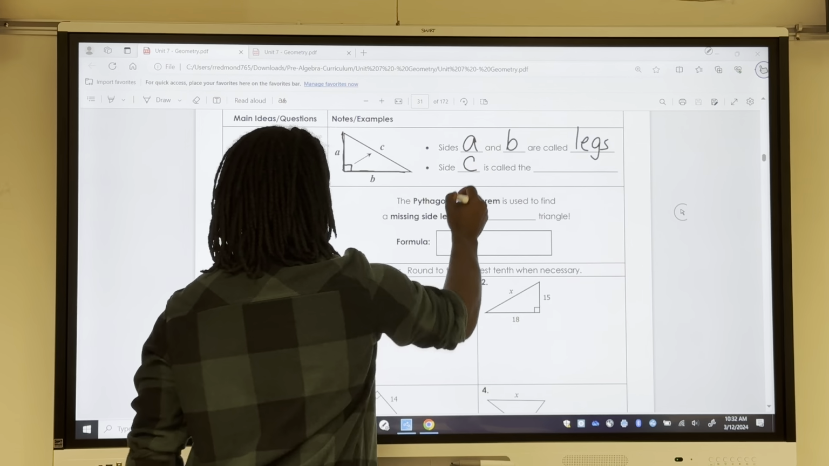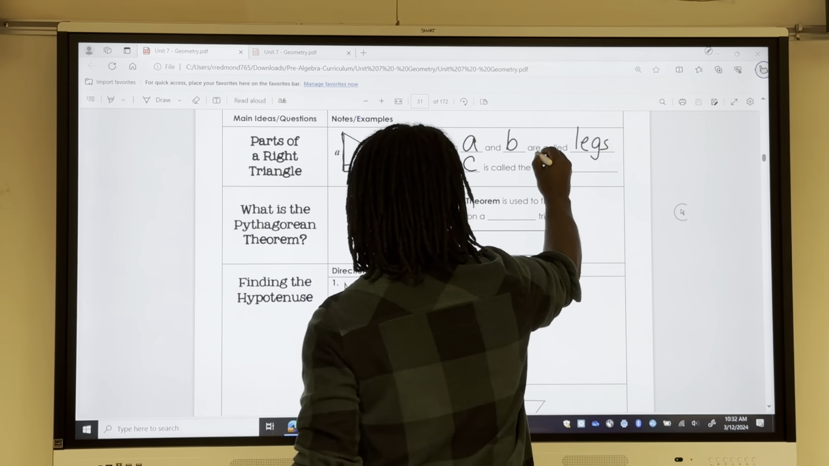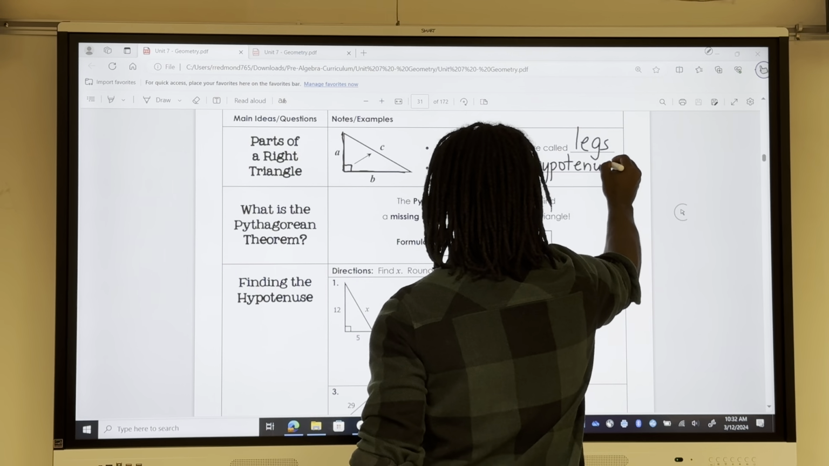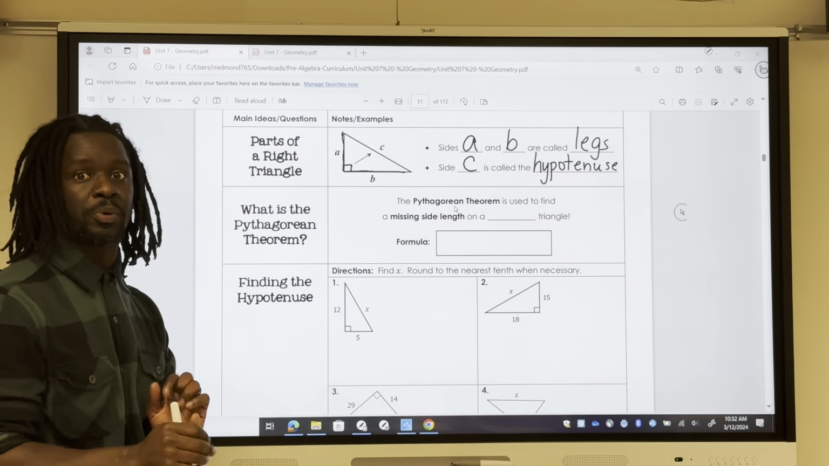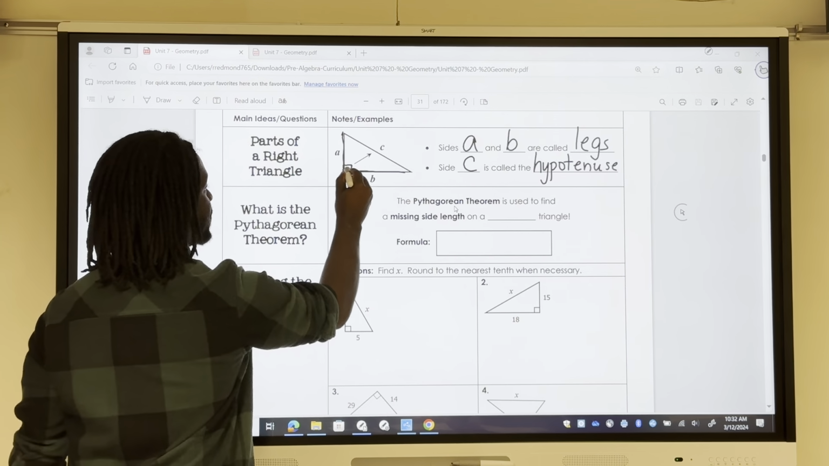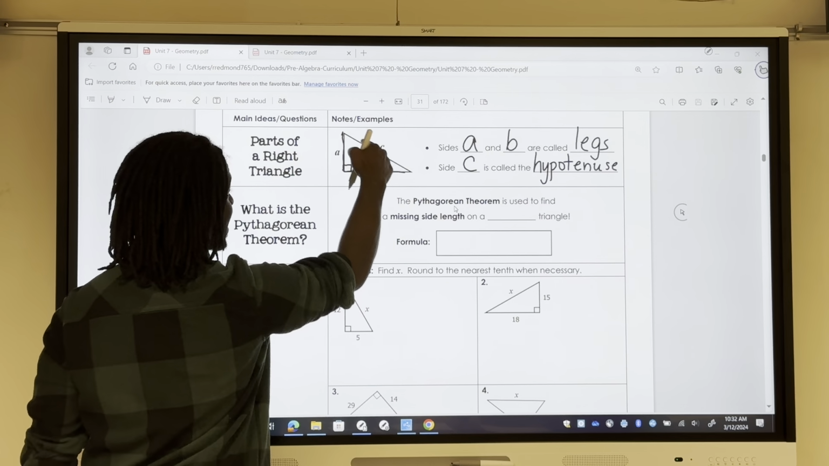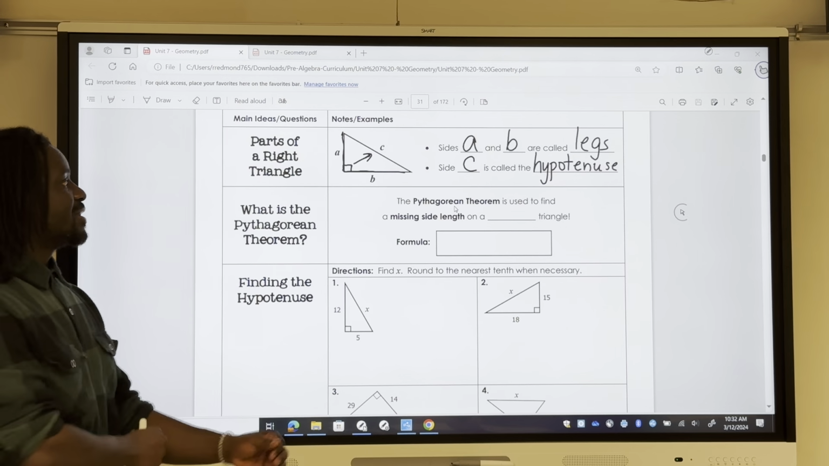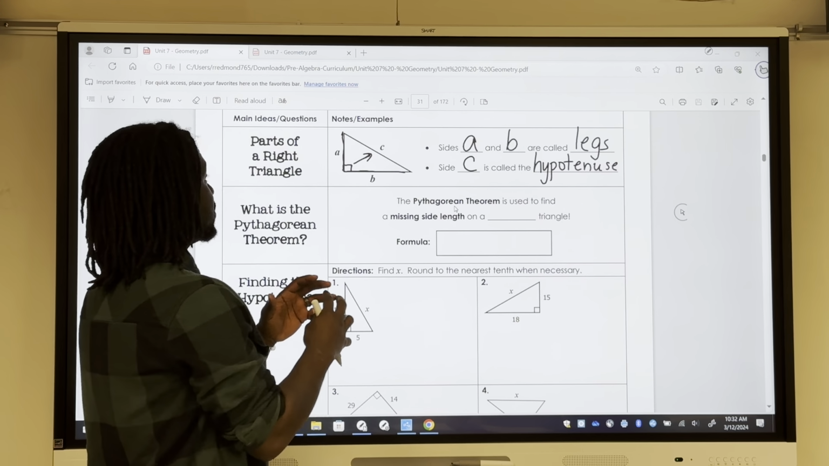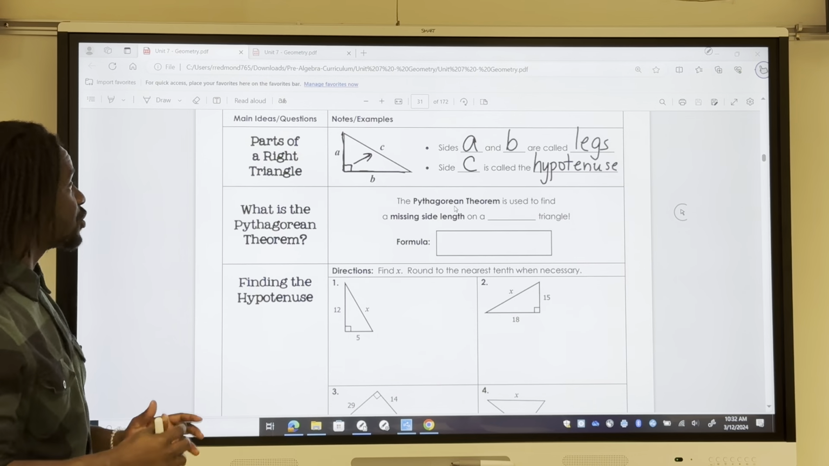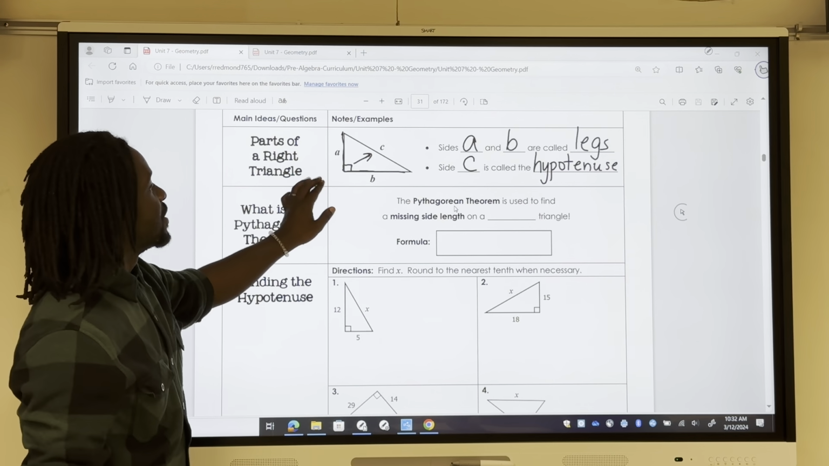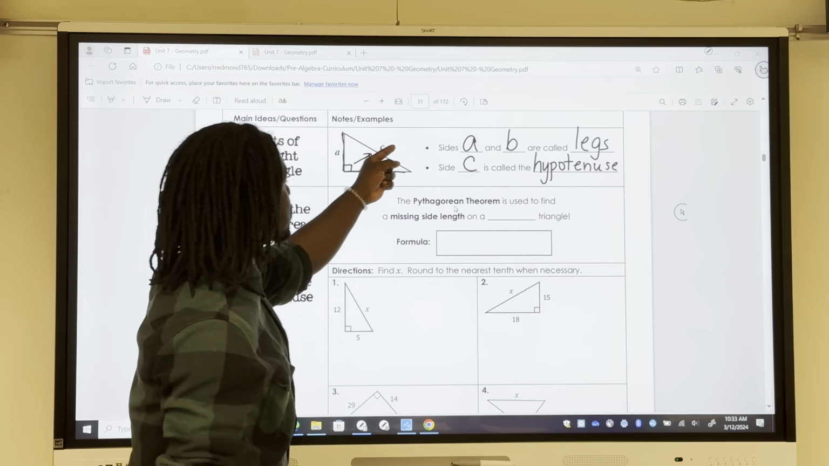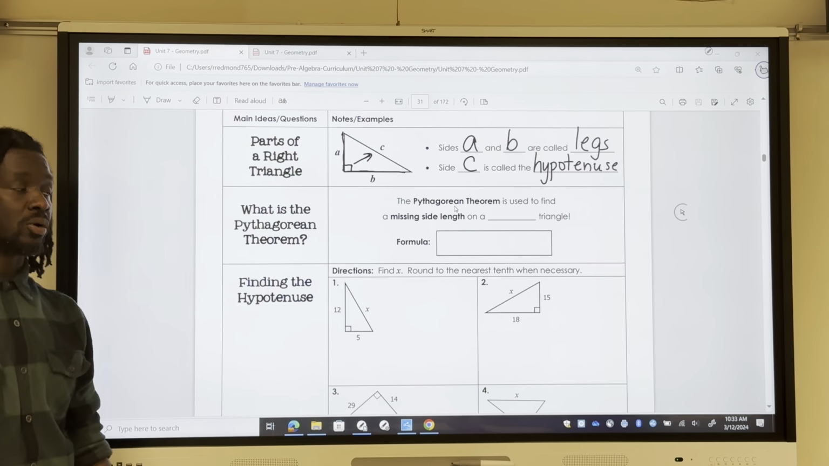Side C is called the hypotenuse. And what I need you to see, this is super important, is that the hypotenuse is always the side that is across from the right angle, okay? So those are the parts of a right triangle. Again, you have sides A and B, they form the right angle, and then side C is the hypotenuse that is always across from the right angle, all right?